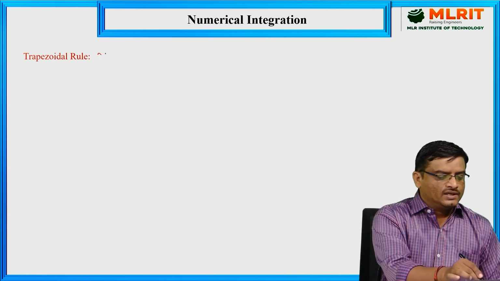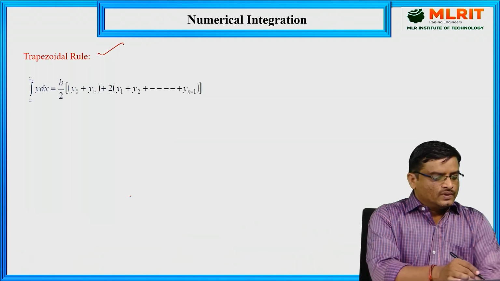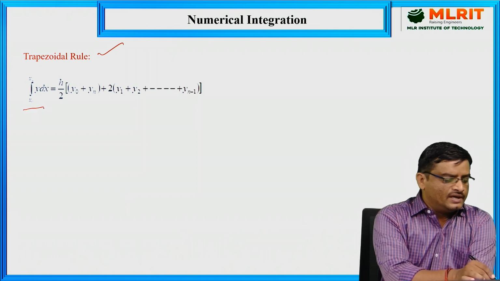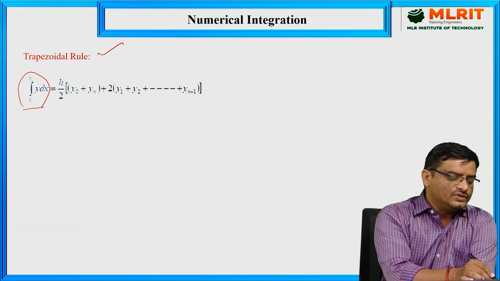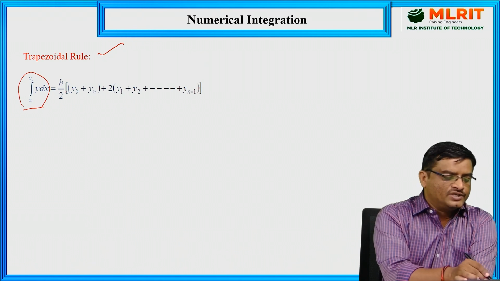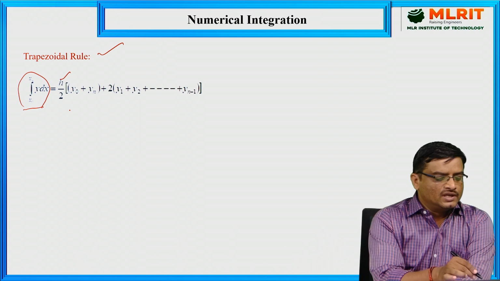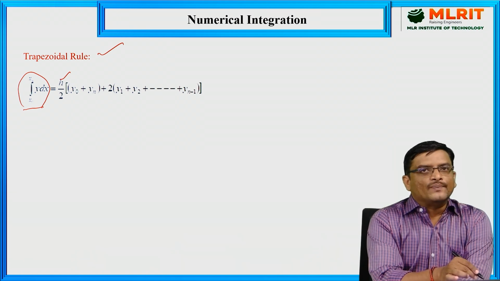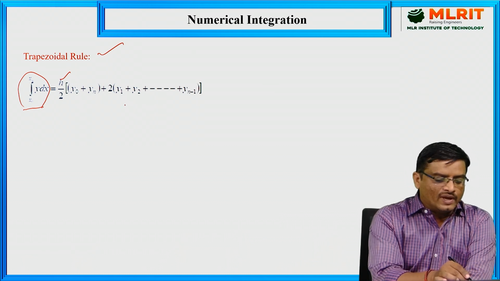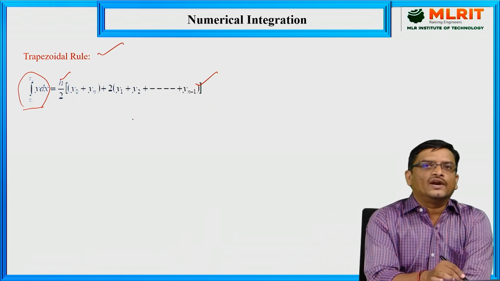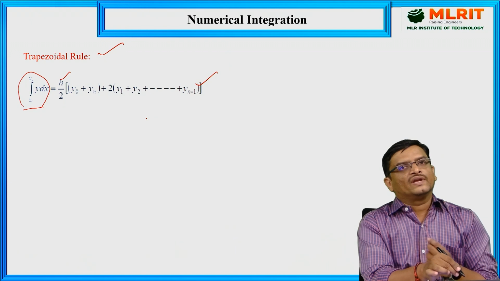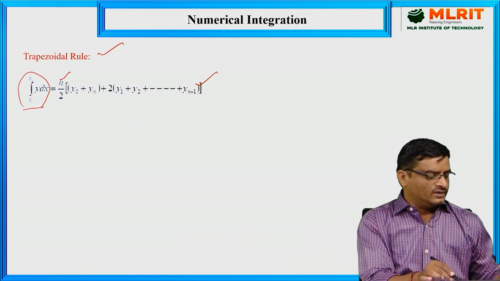First we will take the trapezoidal rule. The standard integral from x0 to xn of y dx is equal to h by 2, where h is the step length between the values of x, times y0, yn, y1, y2, y3 and so on, which are the values of y. We have to find all these values, substitute them in this standard formula, and simplify to get our required integral value.